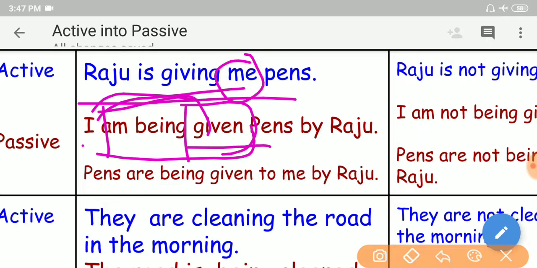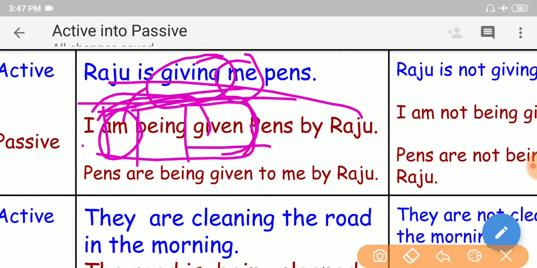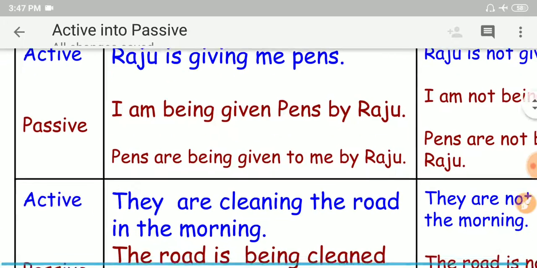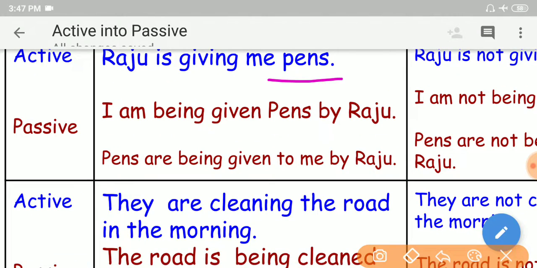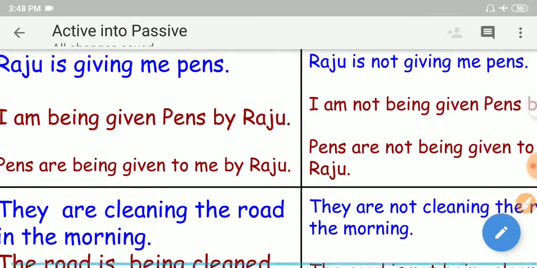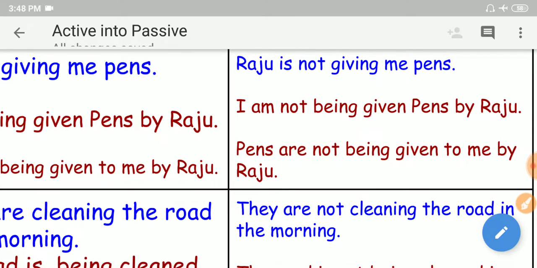Again, me brought to the subject position, Raju sent to the object position, am is retained, present tense is retained as it is. Again, giving retained, being given pens, my dear friends. At the same time, in the sentence we have already discussed, it has two objects, that is me and pens. So by using me once, by using pens once, we can frame two passive sentences, my dear friends.